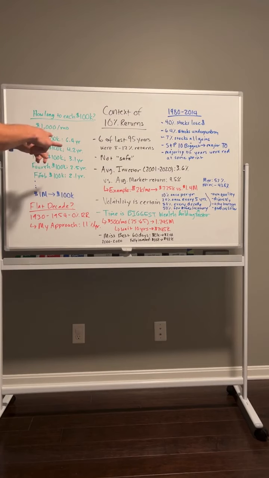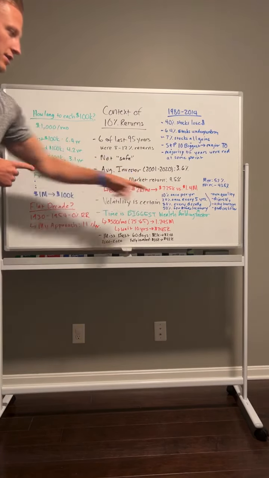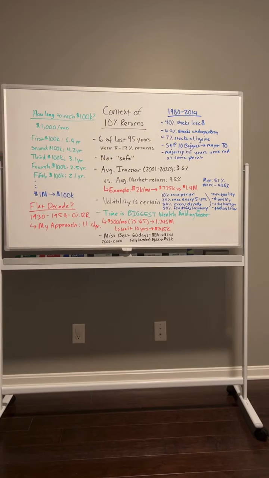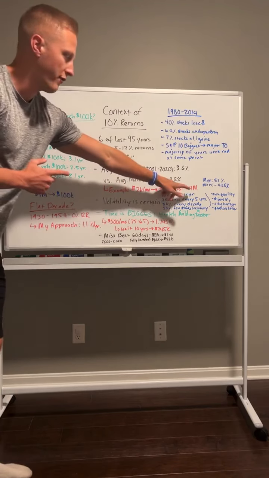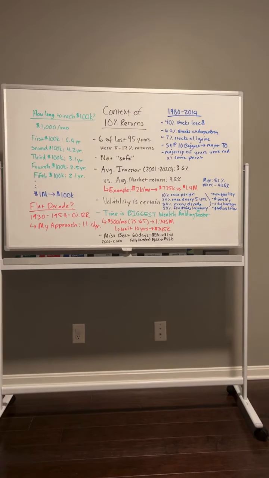If you're the average investor from 2001 to 2020, you would have a $725,000 balance at the end of those 20 years. If you are just the average market, you would have $1.4 million, double what the average investor has over a 20-year period. The average market's not boring. Index funds are not boring. If anything, index funds aren't even safe to an extent. You have to diversify as well, which we will talk about in a second.